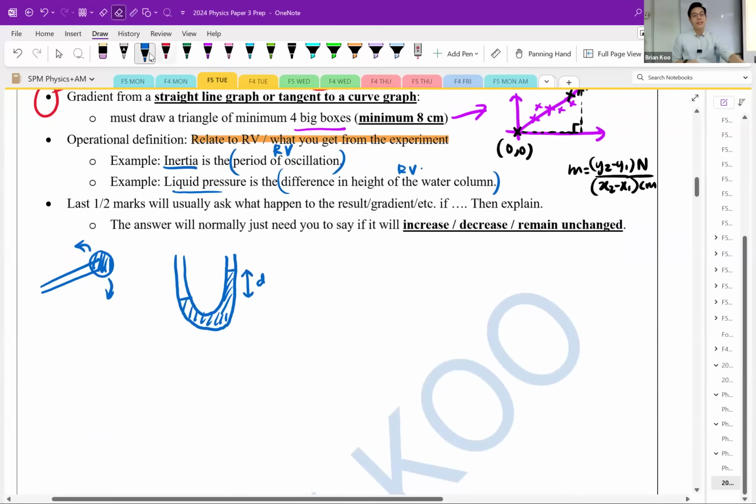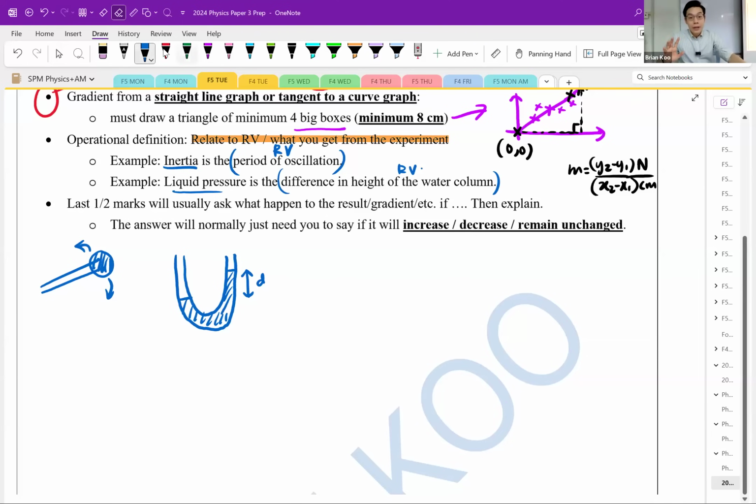Why this year I feel won't ask? Because how can I relate buoyant force to my RE, which is also buoyant force? So very unlikely lah. But if they do ask anything about operational definition, whatever you're doing, then just try to relate it to buoyant force. But I don't think they can ask. Not all experiments are suitable to ask operational definition. Like last year also not suitable.